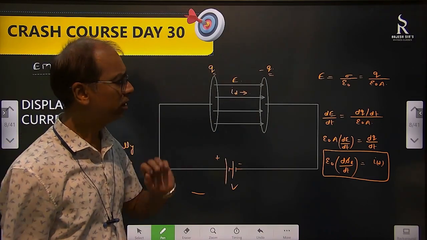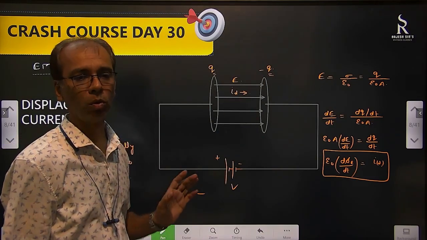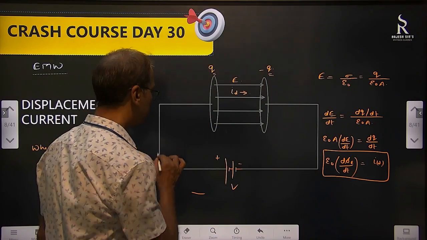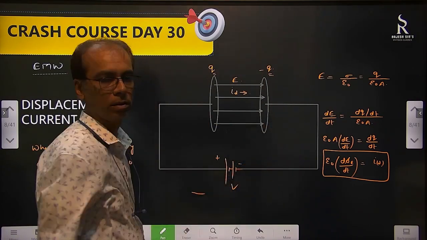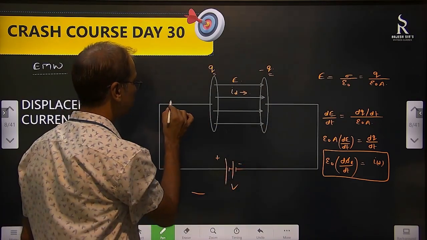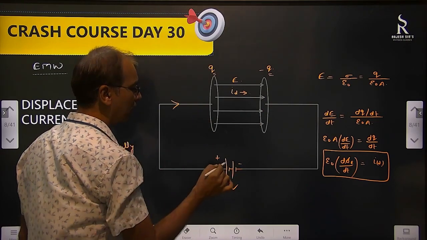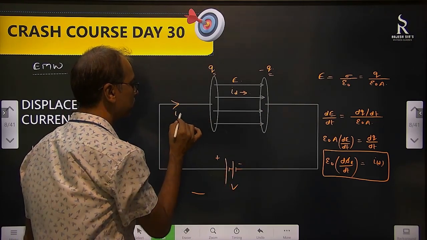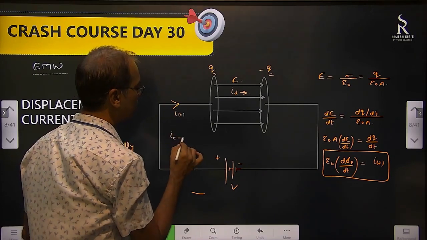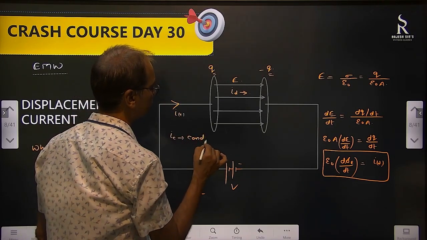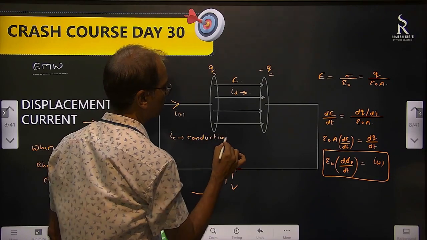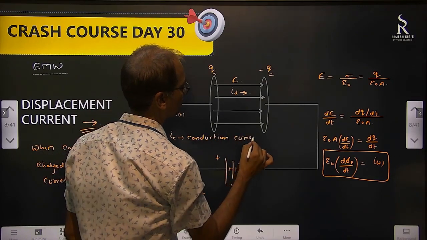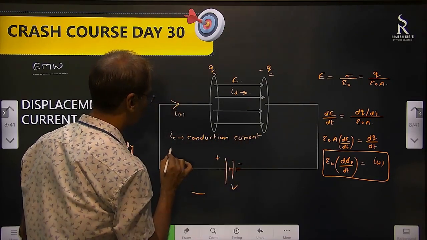Now, is it because of electrons' motion? No. Electrons' motion is happening here, but this is not for electrons' motion. Electrons' motion is there, okay, and the current which is coming because of electron motion is called conduction current. IC is conduction current, and ID is displacement current.